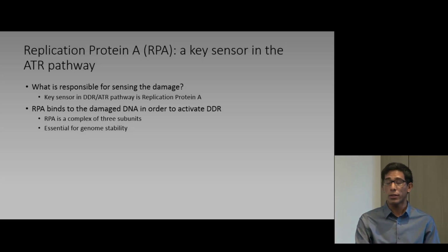So what exactly is RPA? RPA is a complex of three subunits, which has the capacity to not only bind to DNA, but it could also bind to proteins. Overall, the general function of RPA is to maintain genome stability, which is essential for the cells to survive.